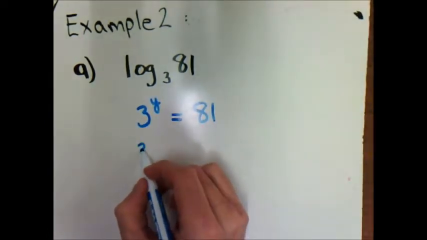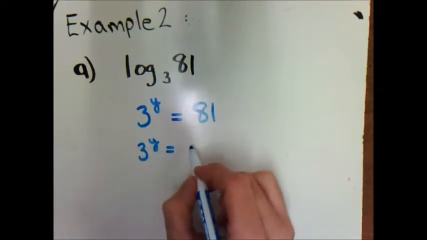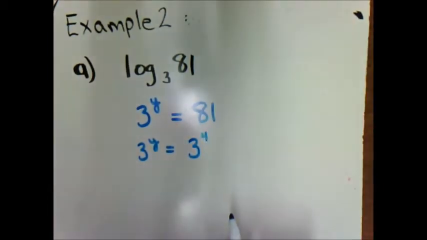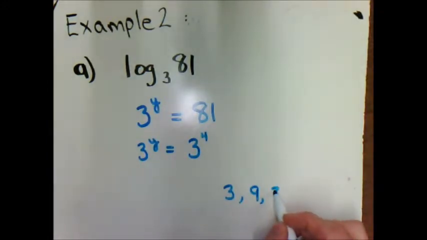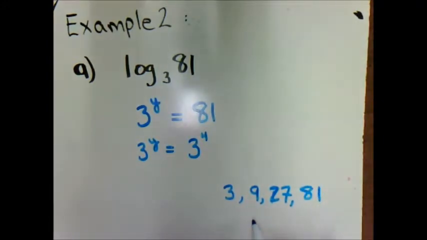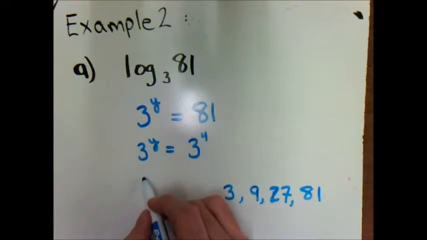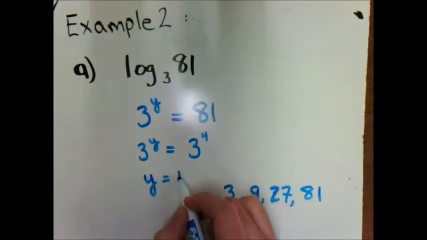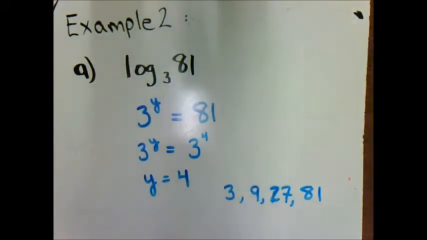Now, 81 is simply 3 to the power of 4, right? 3 times 3 is 9, times 3 is 27, times 3 is 81. So here we have 3 to the power of 4, which tells me that y is equal to 4.